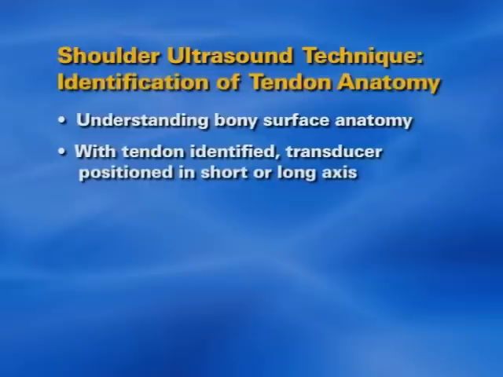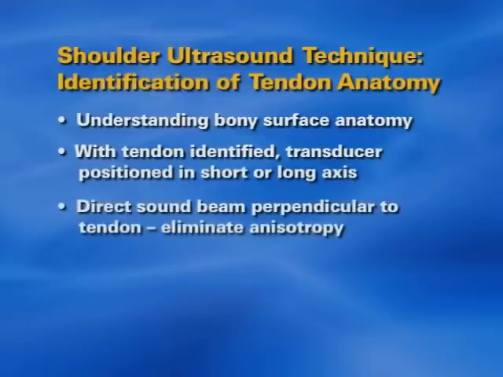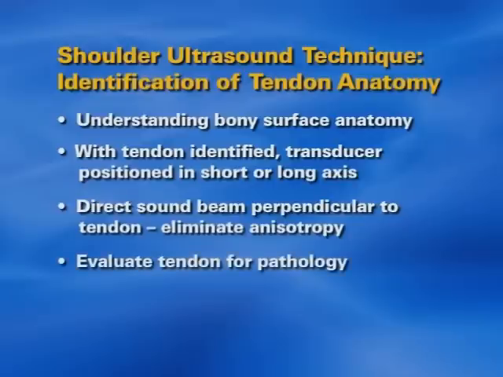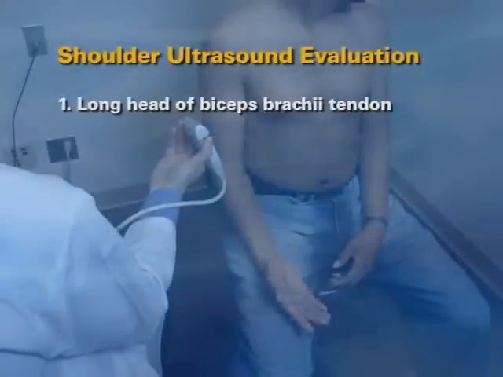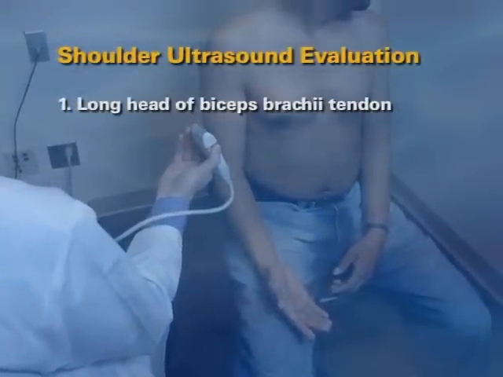Once a tendon is identified, the transducer is positioned so that the tendon is aligned in short or long axis. Then the sound beam is directed so that it is perpendicular to the tendon to eliminate anisotropy, and then the tendon is evaluated for pathology. Step 1 evaluates the long head of the biceps brachii tendon.